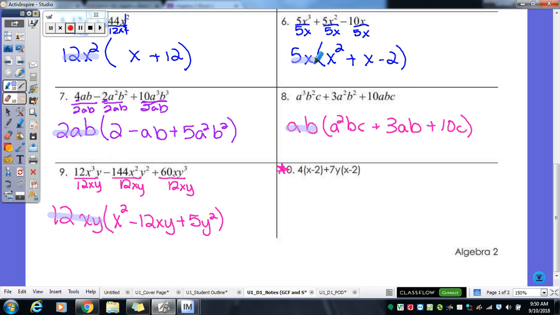It's a 2-term thing. So if you look at the first term, which would be all of that stuff, 4 parentheses x minus 2, that is your first term. Our second term is 7y times the x minus 2. What is it that those 2 terms have in common? The x minus 2. That's our GCF this time.